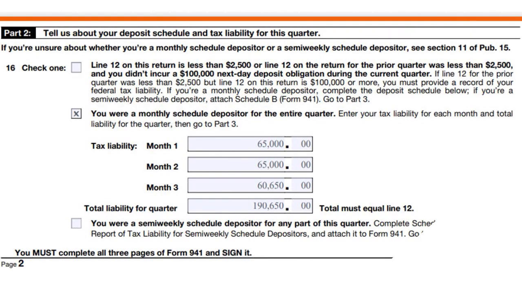Part two here, basically, you have to tell the IRS more about your deposit schedule and tax liability for this quarter. Again, we are speaking about this quarter. Remember that earlier I was telling you that we actually owed the IRS $15,000, right? Now let's break it down here.